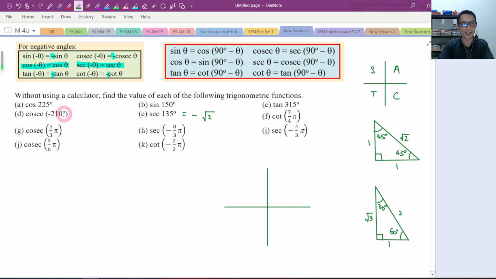For part G, I let you try yourself. Part G, the answer, you should be able to get -2 over square root of 3. Okay, correct. So let me show you part H.